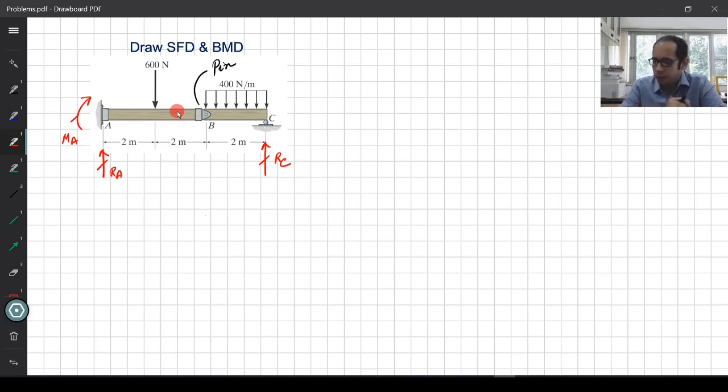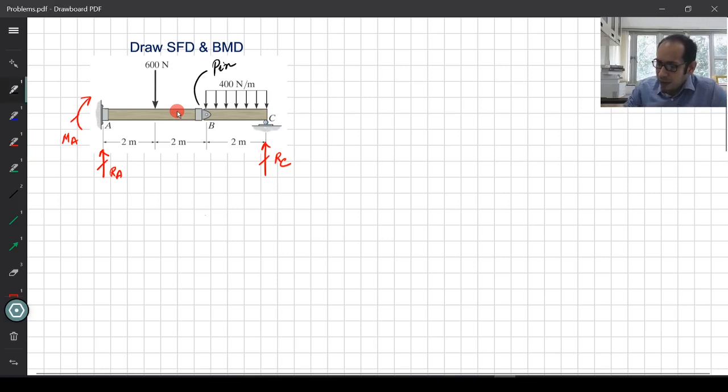So this problem will be split in two phases. In the first phase we'll find the reactions. You guys know how to do this already, but just for the sake of clarity, we'll find the reactions first, that is RA, RC and MA, because as you can tell, apparently it seems like you have three unknowns but only two equations of equilibrium, since your equation of equilibrium along the x direction doesn't lead you anywhere. After we find the reactions, in the second phase we will draw the shear force and the bending moment diagram. So first let us find the reactions.